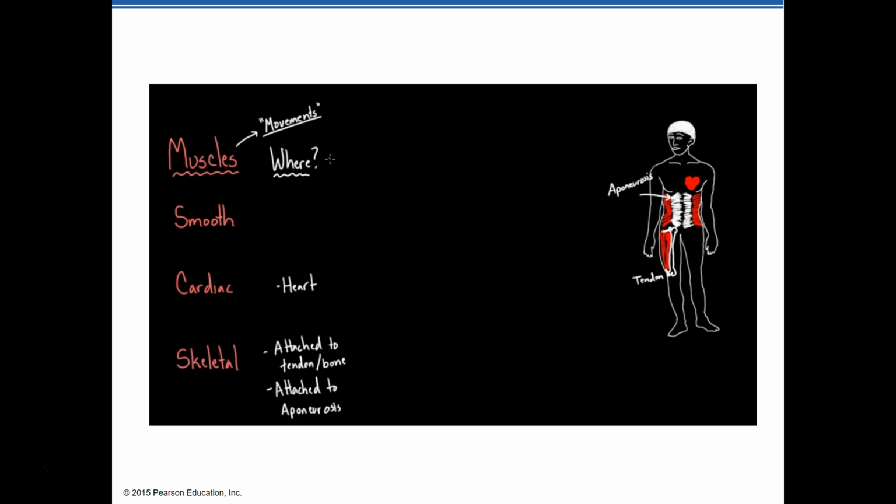So what about smooth muscle? Where can you find smooth muscle? Well, for smooth muscle, think about any hollow organ, any organ that's got space on the inside, and blood vessels. Those are the two major categories. Those aren't the only ones, but those are the major ones.